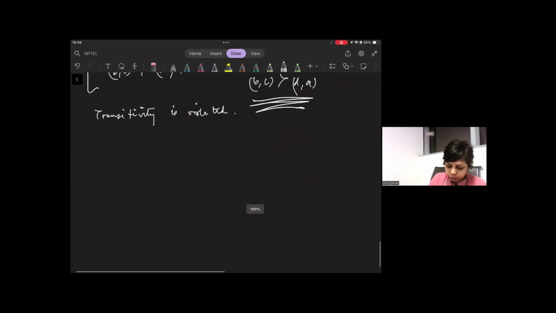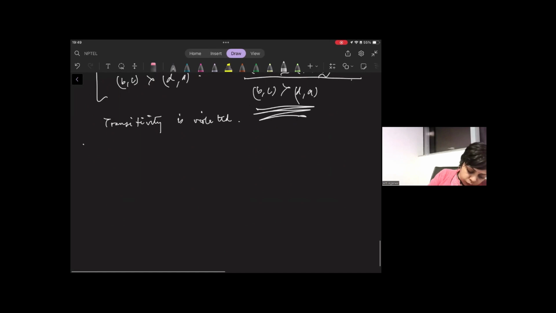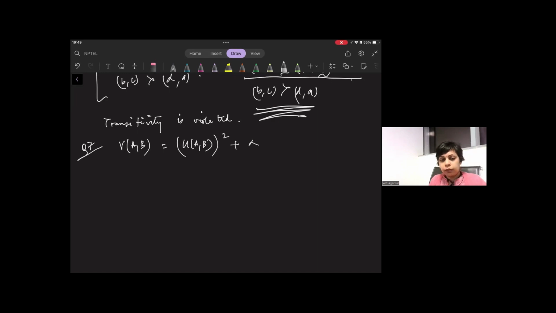Question 7, right? So you are given u and v, which is nothing but u of A comma B squared plus alpha.